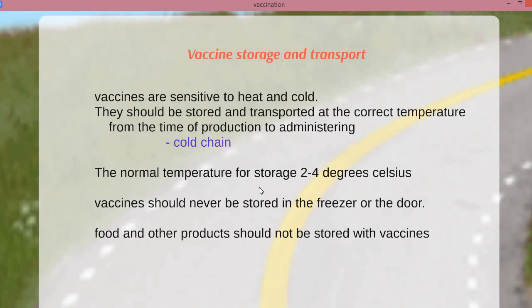Usually the normal temperature for storage is 2 to 4 degrees. Vaccines should never be stored in the freezer or the door, and food and other products should not be stored with vaccines. These are the general rules in storing vaccines. You can't keep vaccines in the same refrigerator where you are storing food and other products.